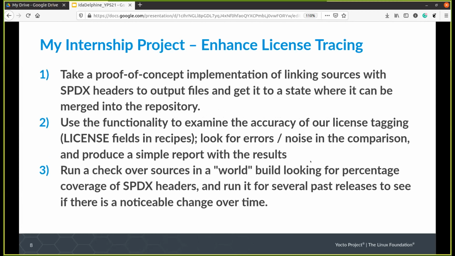My Outreachy internship project was to enhance the Yocto project license tracing, and my mentors were Paul Eggleton and Tim Orling. Honestly, they were the best mentors ever because they were always there to bail me out when I was stuck, and whenever I was lost, they were always there to explain things for me to understand. So I appreciate my mentors so much.